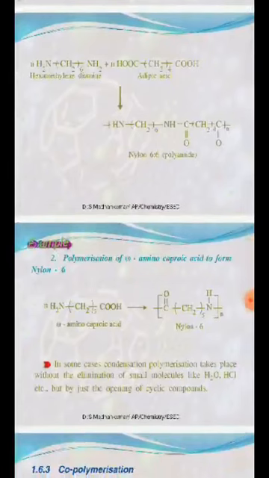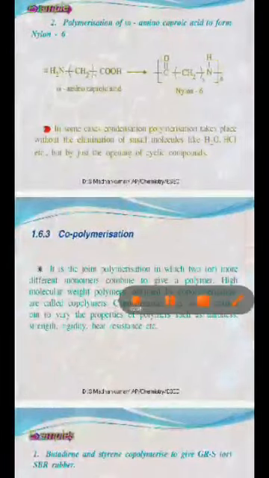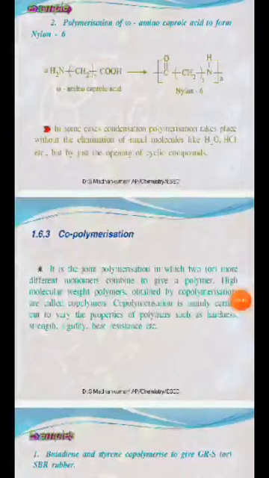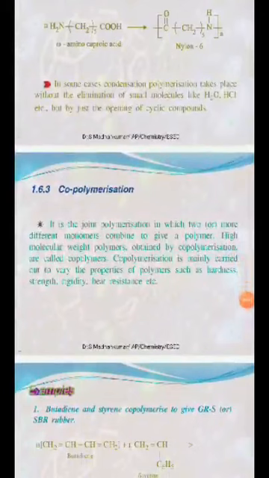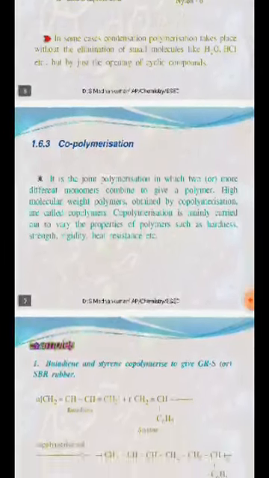In some cases, condensation polymerization takes place without the elimination of small molecules like water, HCl, etc., but just by the opening of cyclic compounds. Third one, copolymerization. This is a joint polymerization in which two or more different monomers combine to give a polymer. High molecular weight polymers obtained by copolymerization are called copolymers. Copolymerization is mainly carried out to vary the properties of polymers such as hardness, strength, rigidity, heat resistance, etc.